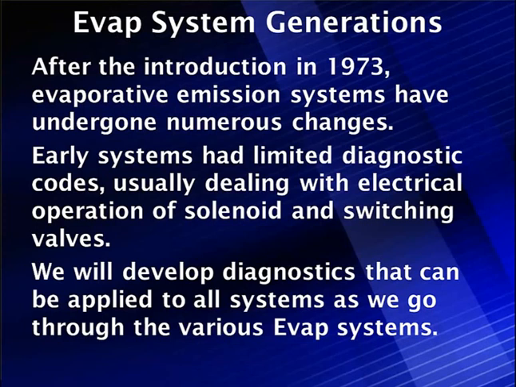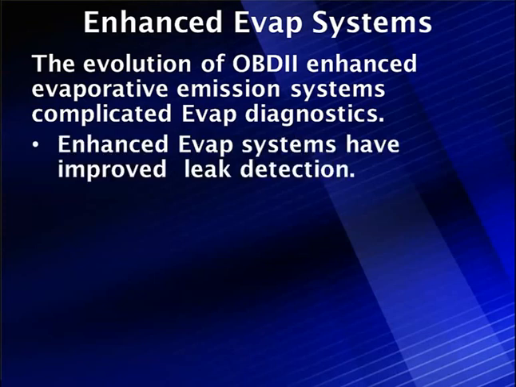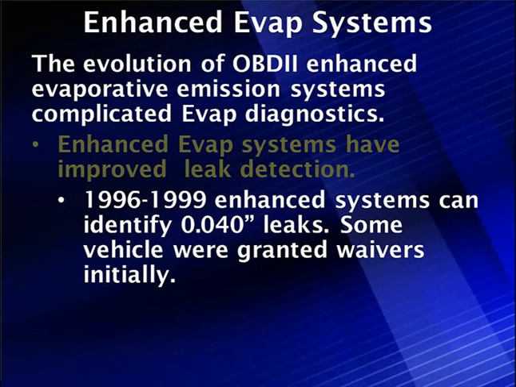Most of the time, we're looking for leaks. The question is, how big is the leak? That's what changes. The evolution of OBD2 enhanced evaporative emissions has complicated the Evap system because they have improved leak detection. We can find leaks with OBD2 we could not find with OBD1. In 1996, the start of mandated OBD2, up till 1999, we had to find a 40 thousandths leak.